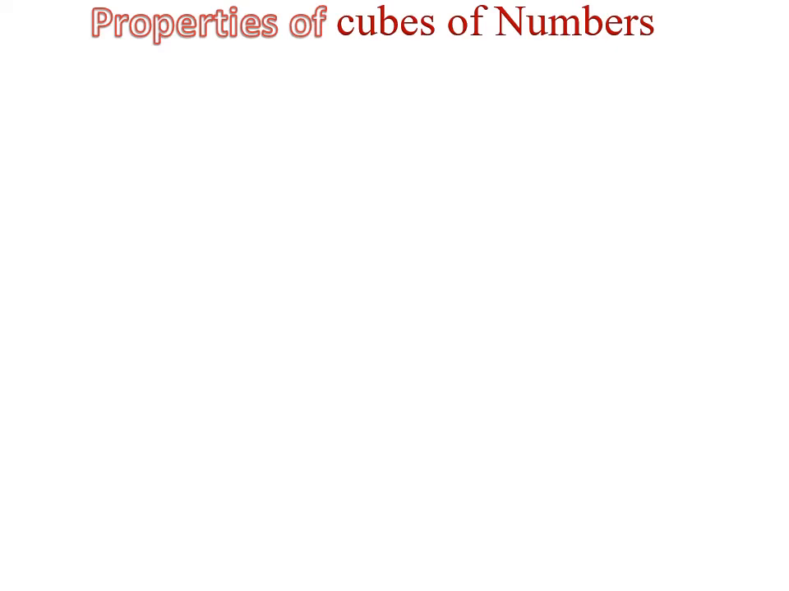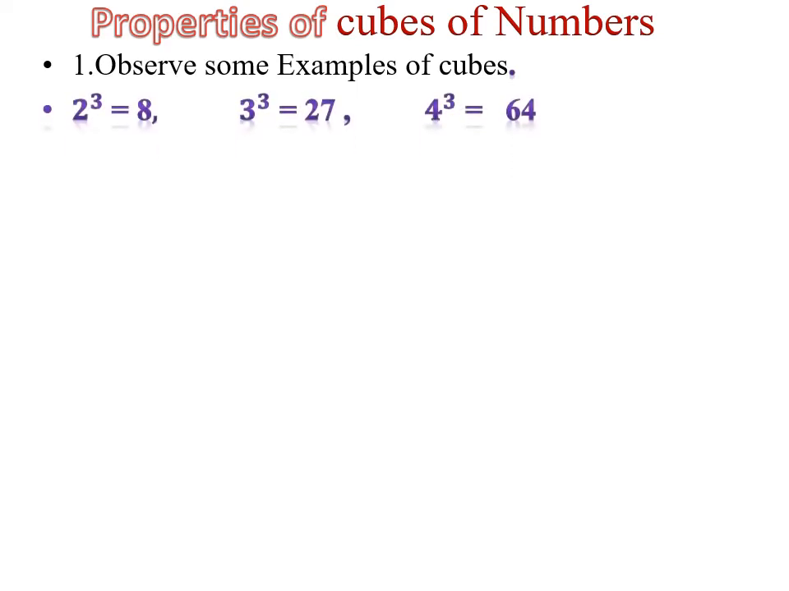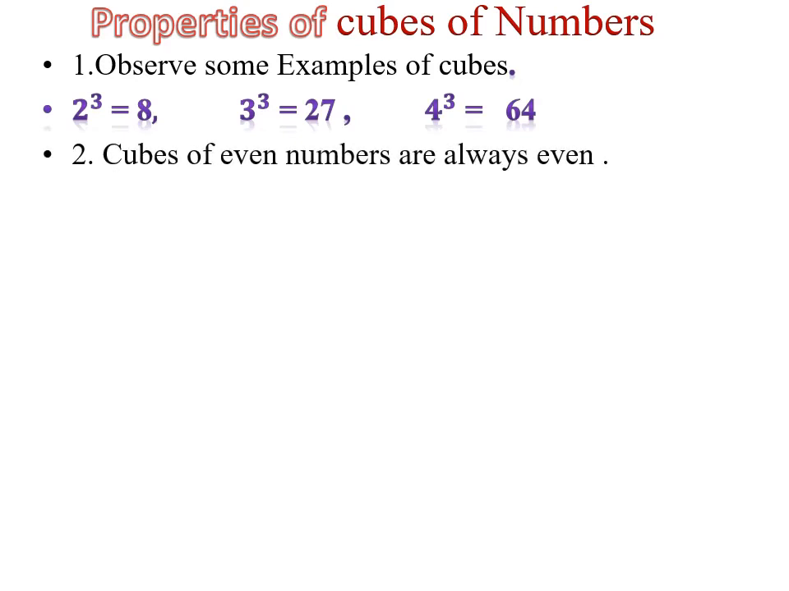Properties of cubes of numbers. Observe some examples of the cubes. 2 cube equals 8, 3 cube equals 27 and 4 cube equals 64. From this, it is very easy to say that cubes of even numbers are always even. See here, 2 cube means 2 into 2 into 2, that equals 8. So 2 is even, 8 is also even. 4 is even. So if you take the cube of 4, that is 4 into 4 into 4, that equals 64.